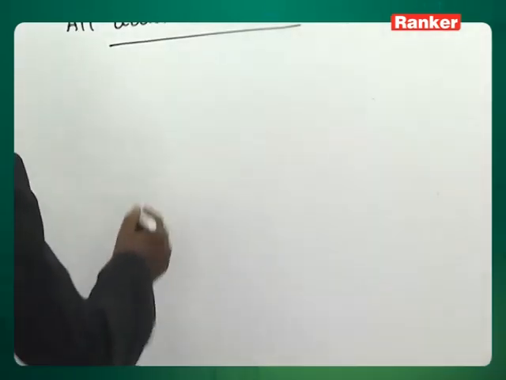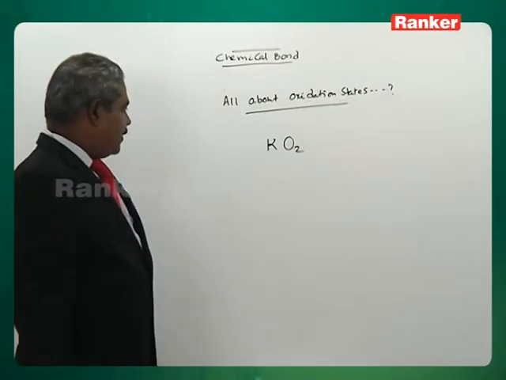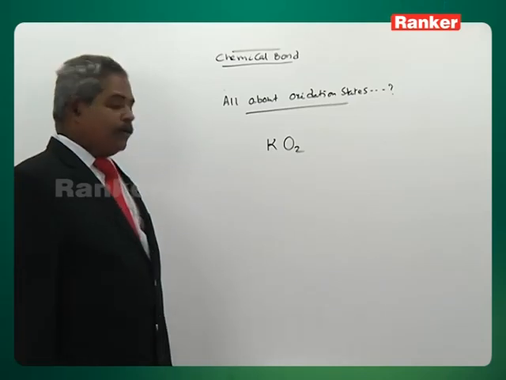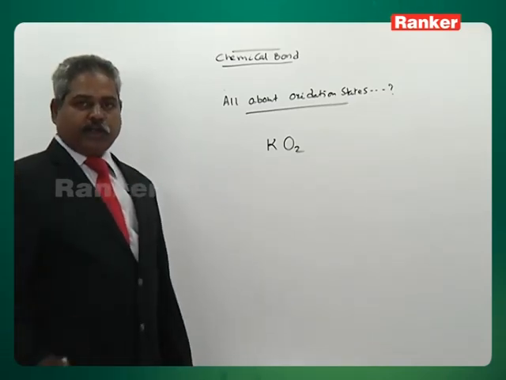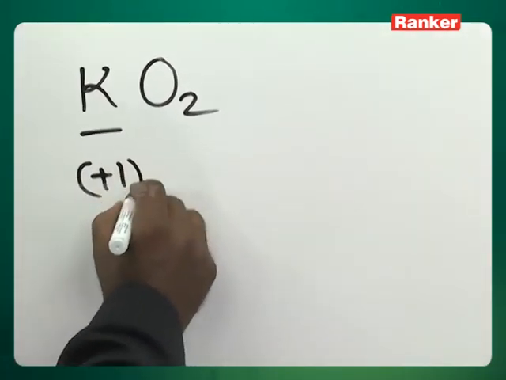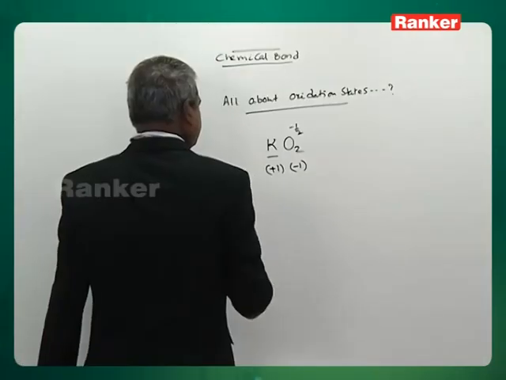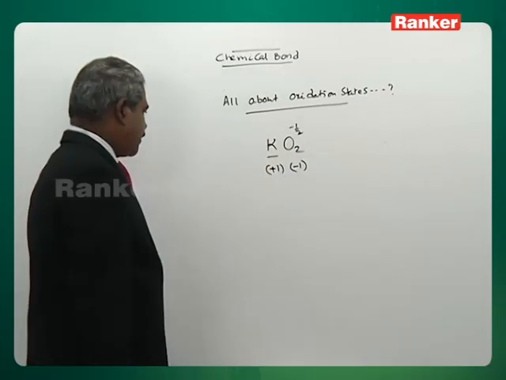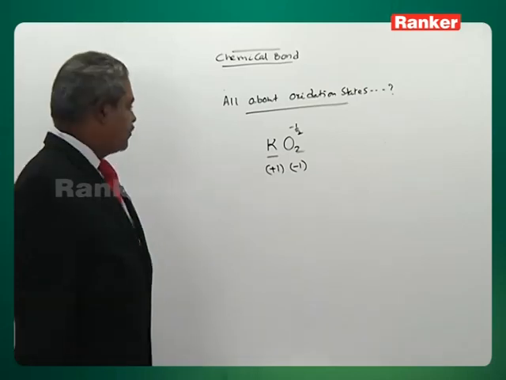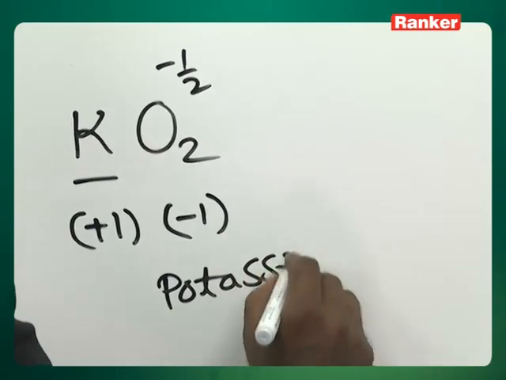Now, what is the name of KO2? The name of an oxygen compound depends on its oxidation state. KO2. What do you know about K? First group, potassium, fixed. So potassium is always plus 1 and 2 oxygens together minus 1, each oxygen minus half. So oxygen got minus half because potassium is willing to lose only one electron. It doesn't give more than one electron. Therefore, it is potassium superoxide.